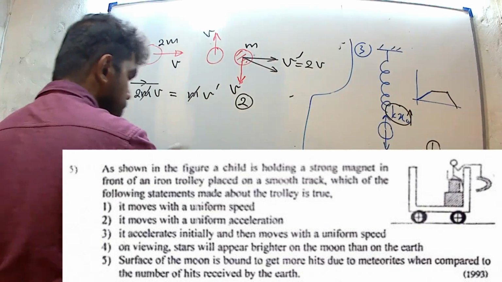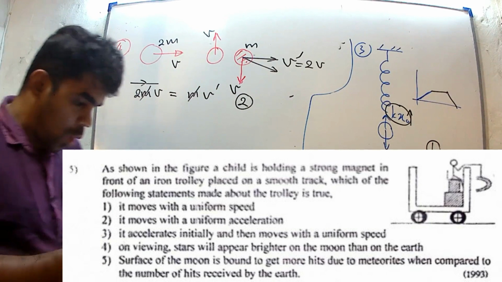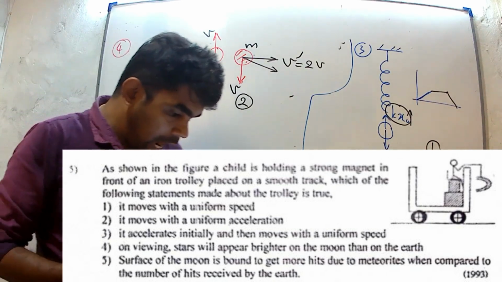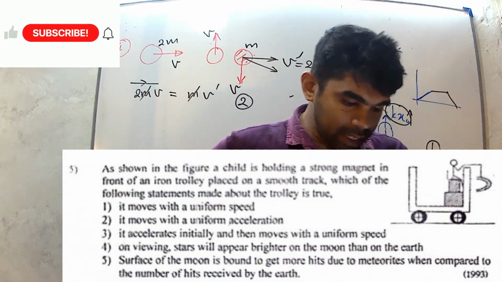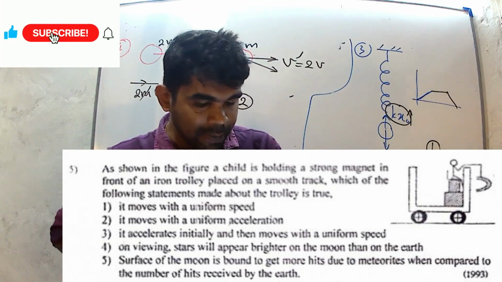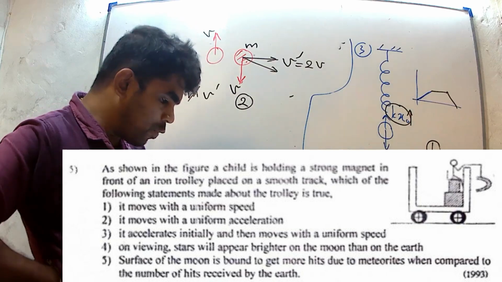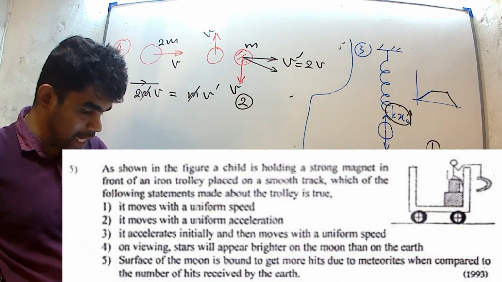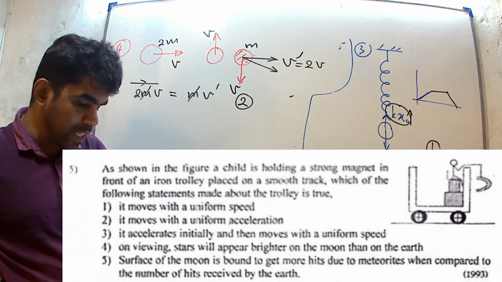Question number 5. As shown in the figure, a child is holding a strong magnet in front of an iron trolley placed on a smooth track. Which of the following statements made about the trolley is true? It is moving with a uniform speed. It moves with a uniform acceleration. It accelerates initially and moves with a uniform speed.